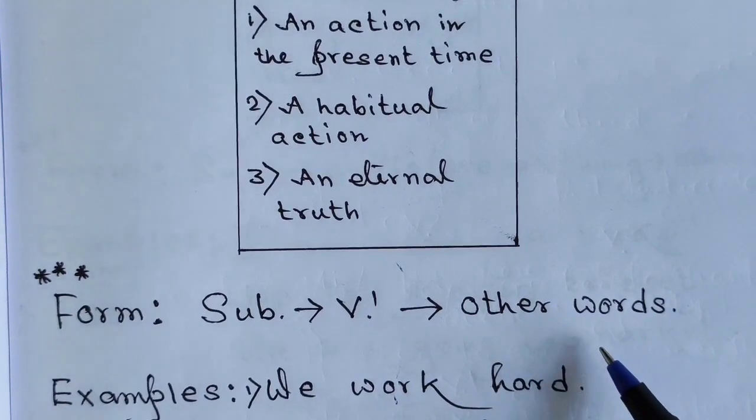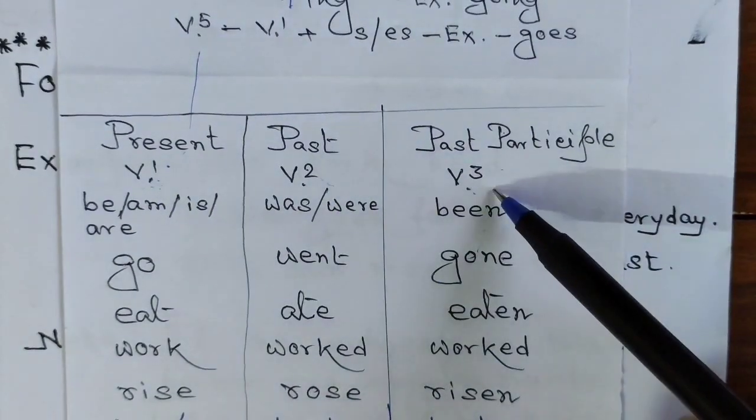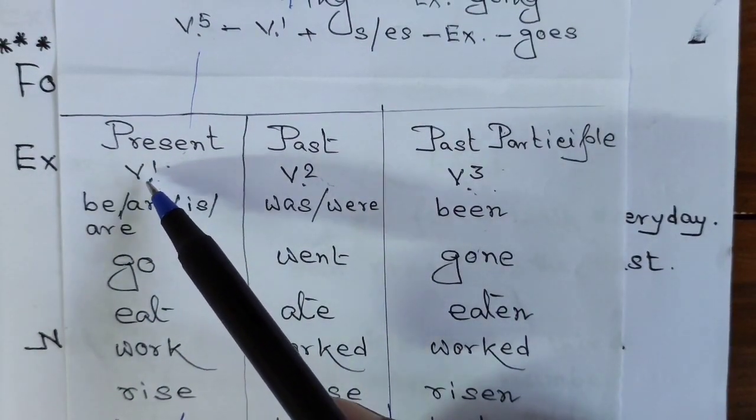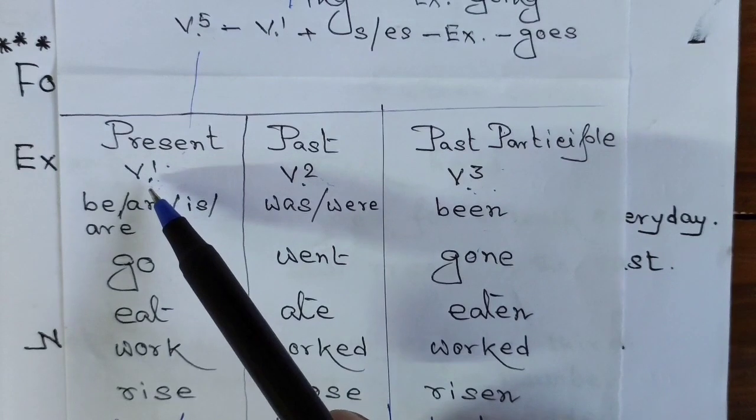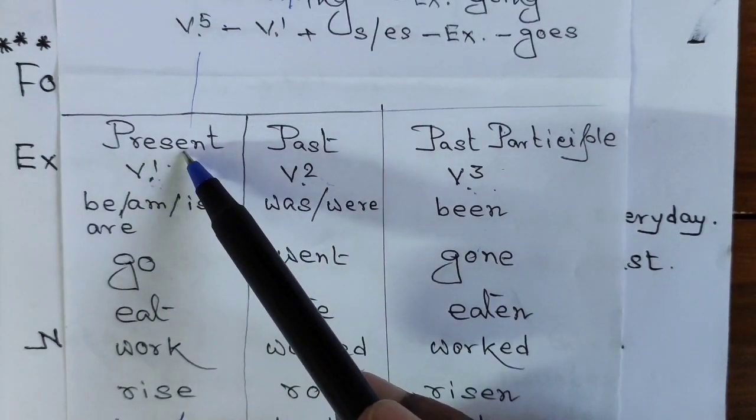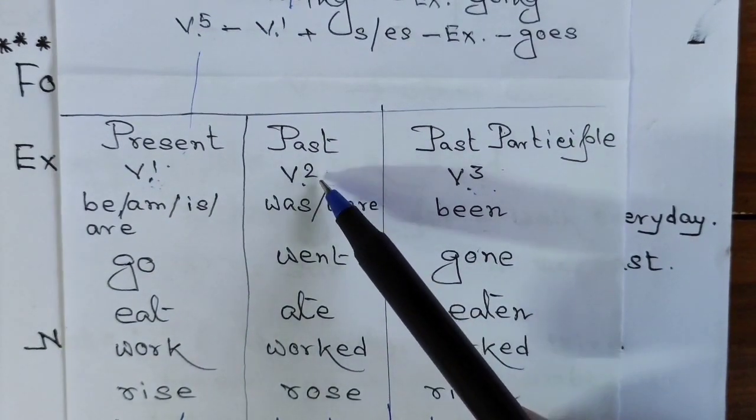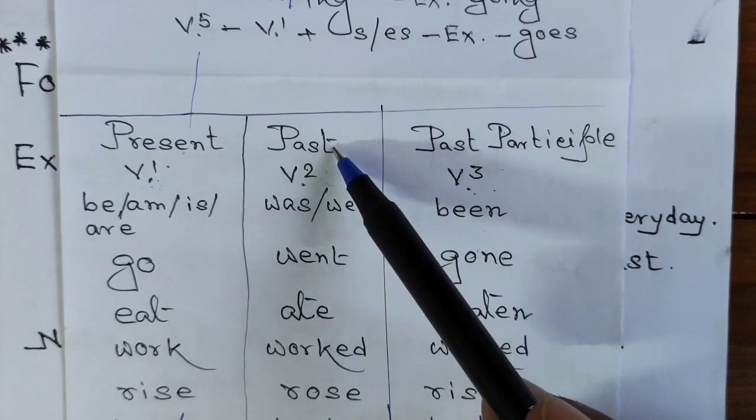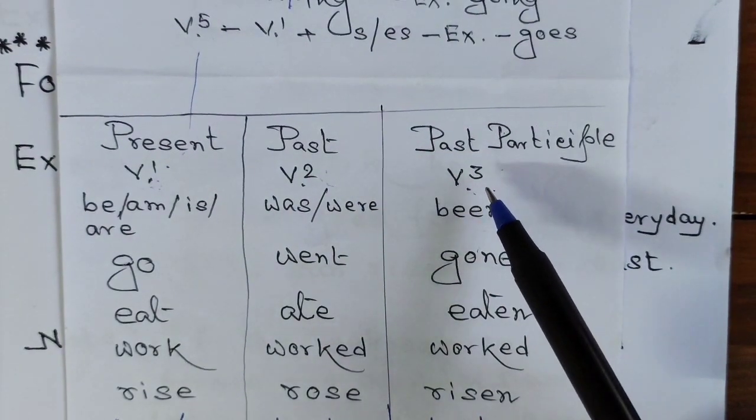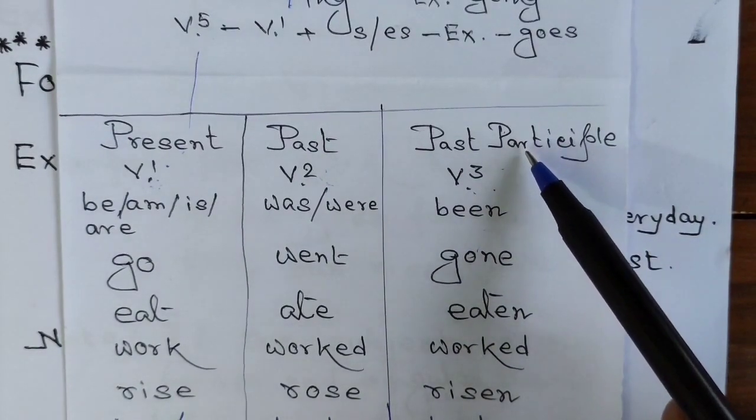Okay, I'd like to tell you what V1, V2, V3 stand for. Just have a close look. This is the first form of the verb, and that's why I have written it as V1. This is the present form of the verb. This one is the second form of the verb, and that's why I have written it as V2. This form is known as the past form of the verb. This is the third form of the verb. That's why V3 is written. This is known as the past participle form of the verb.